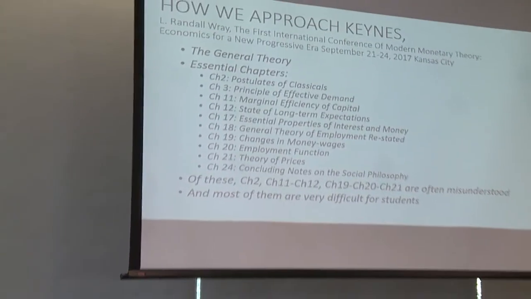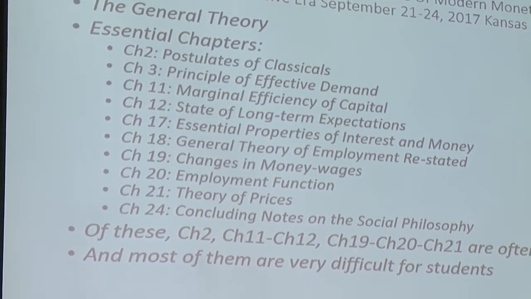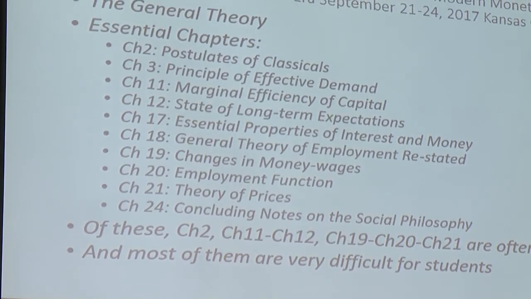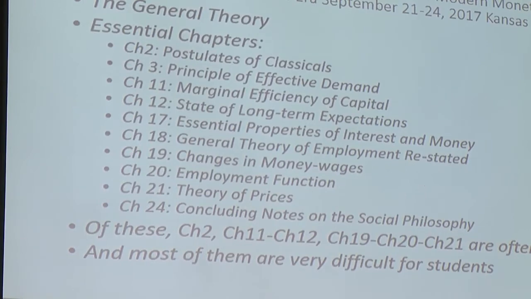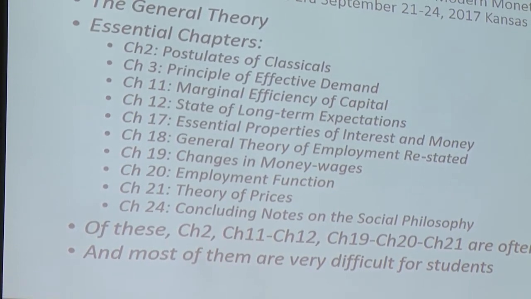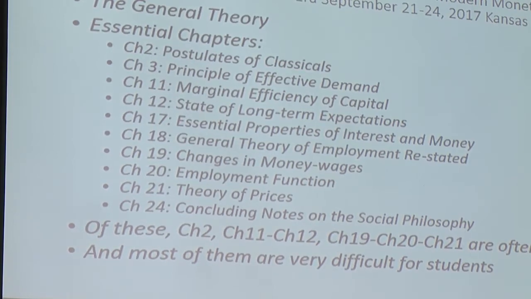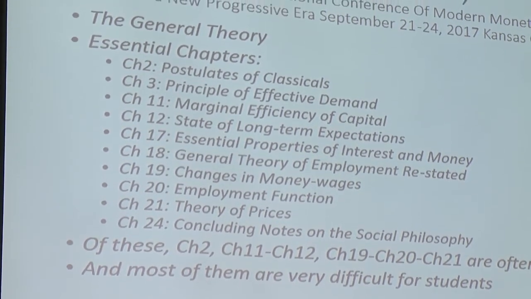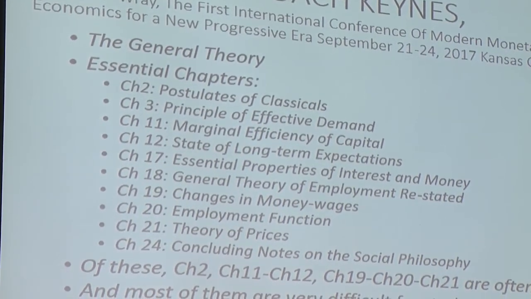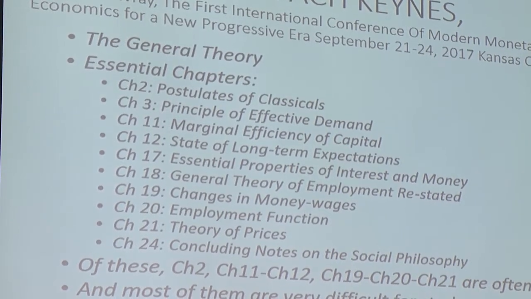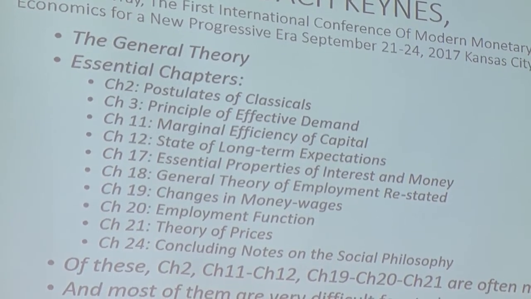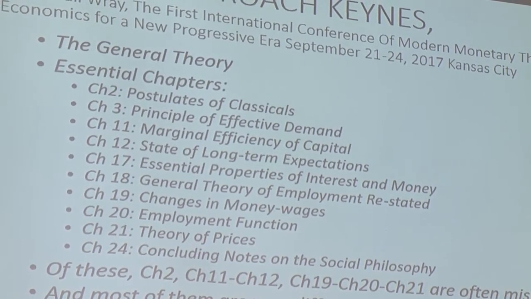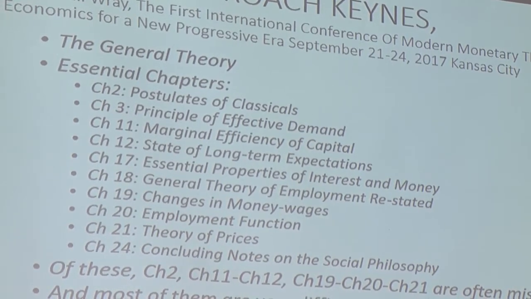From my perspective, if you can see the list here, these are the most important chapters of the General Theory. These are the essential chapters. Unfortunately, as Bill already referred to with chapter two, the way that it is presented confuses students and virtually everyone who reads it. Most of these chapters are difficult. For example, chapter 17: very, very few people actually understand what that chapter is all about. It's usually just skipped over by most readers of the General Theory. And these later chapters also are really misunderstood by students and by the profession. So we wanted to make sure that we got all of these right in the textbook, and I think that we do.